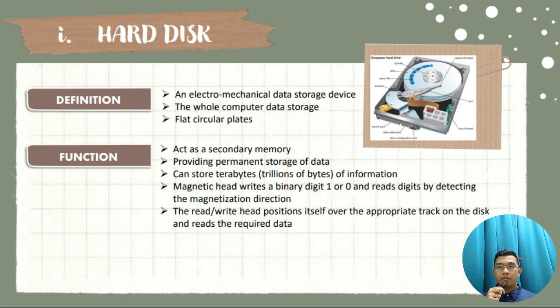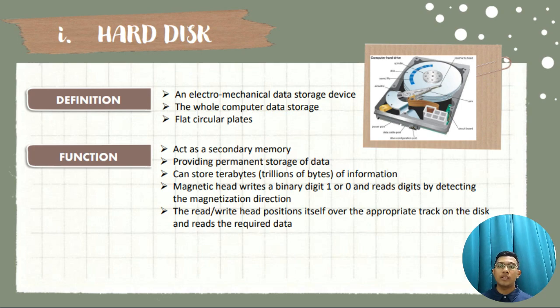This is an external device called an electromechanical data storage device. The term hard disk is also used to refer to the whole of a computer's internal data storage. Hard disks are flat circular plates made of aluminium or glass and coated with a magnetic material. Primary memory has a limited storage capacity and is volatile. As a secondary memory, hard disks overcome this limitation by providing permanent storage of data in bulk quantity. Hard disks for personal computers can store trillions of bytes of information.